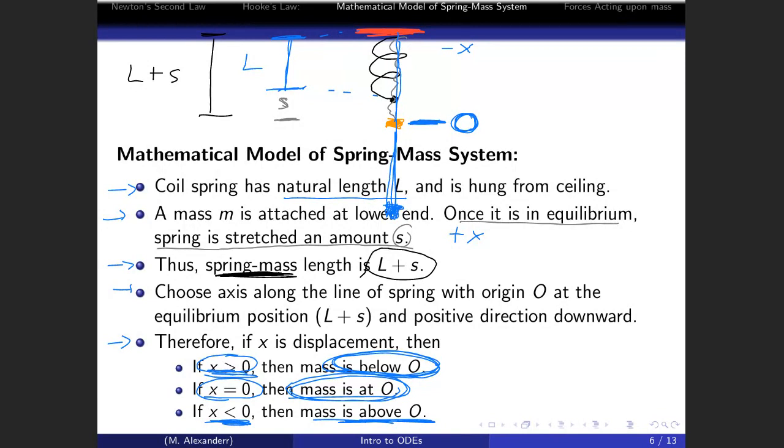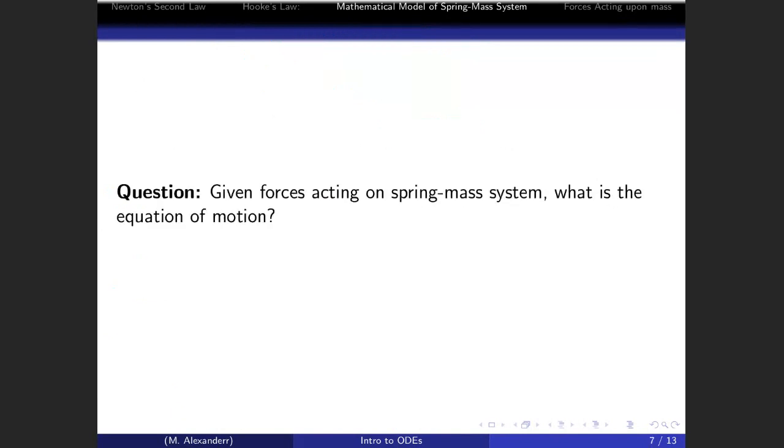Now that we have this setup, we have translated a little bit of the physics into the mathematical setting. Now we can continue with the physics, and we want to say the following. If we have some forces acting on the spring mass system, what is the equation of motion? Meaning, what is the function? This is going to be a function of time, and it is going to tell us the location on the x-axis.